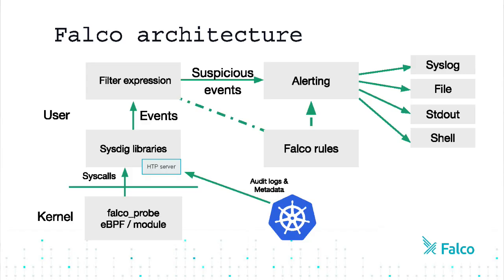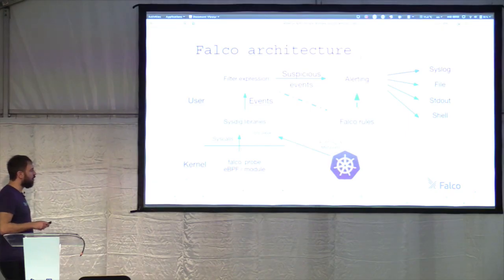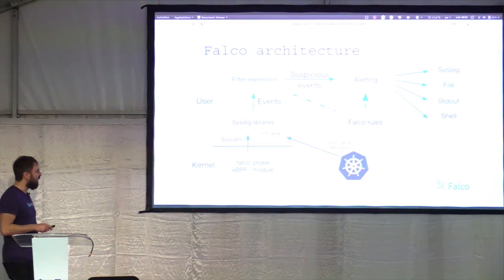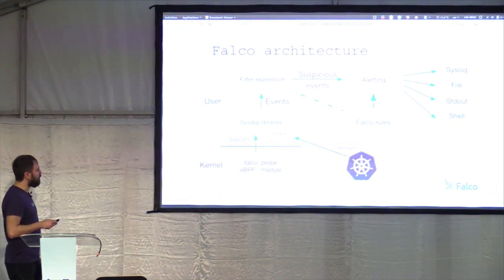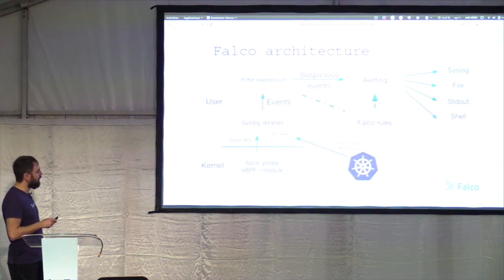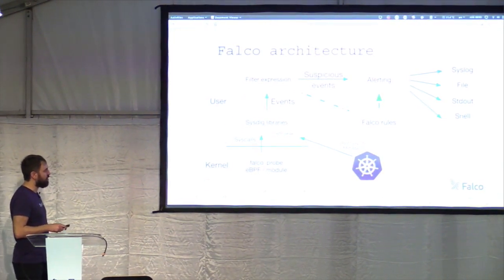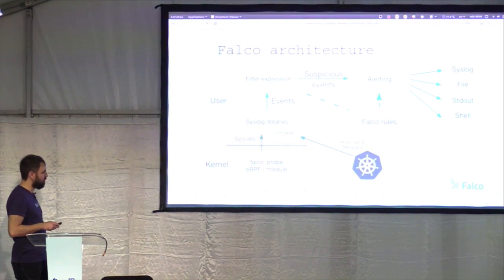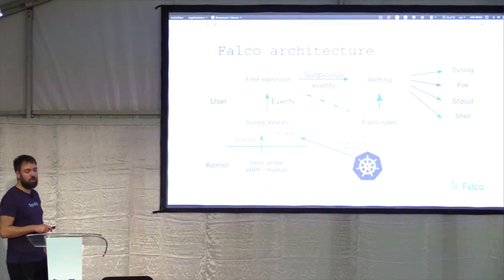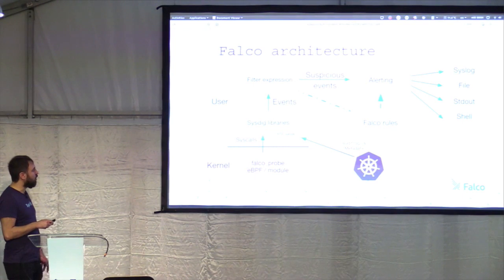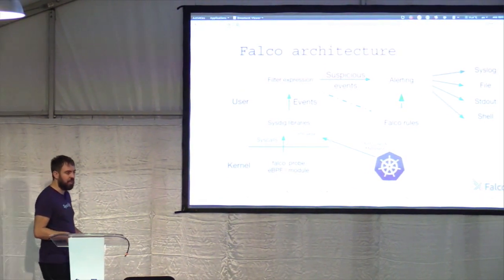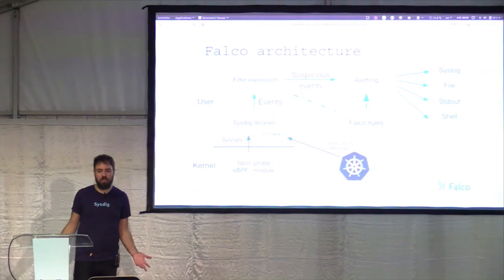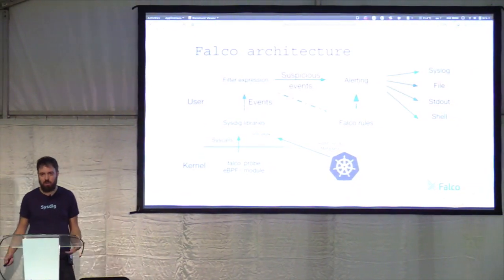So this is the Falco architecture. Basically, we capture all the system calls at the kernel level, and we copy them into a user space process. We put all the system calls through some filtering, and then we create different alerts sending to different places based on the Falco rules. As I mentioned before, what makes Falco very different is that all these system calls come in context with Kubernetes metadata. So I can say, give me all the system calls coming from this namespace or from this pod.